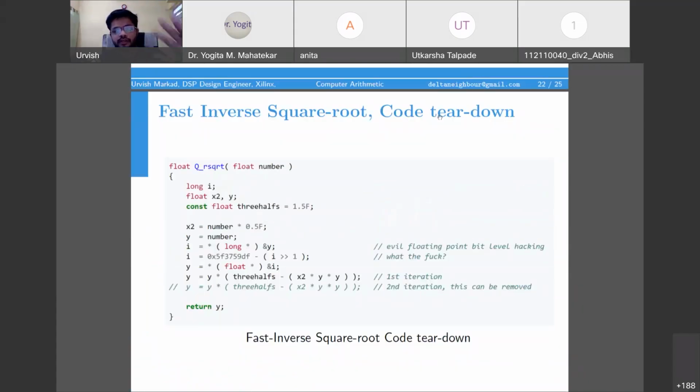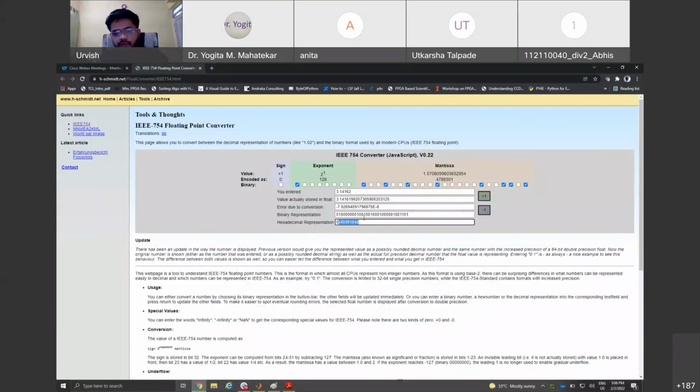A corresponding C code can be written like this. A number is given inside as a float, and then see here, there is this evil bit level hacking. Although they store it as a floating point number, they extract the bits out of it, which is nothing but this number, the hexadecimal representation.